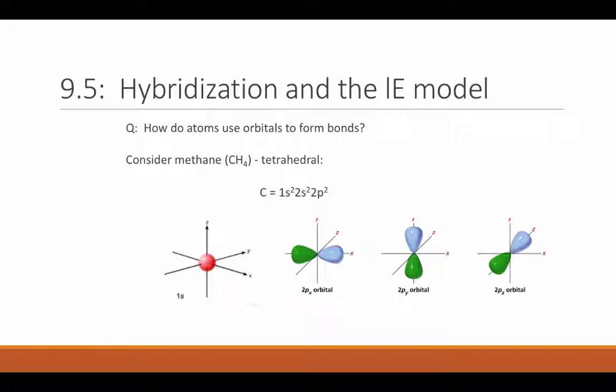However, this creates a problem. Experimental data tells us that all four of the CH bonds in methane are completely identical. So how is it possible to form four identical bonds if you're using two different types of orbitals? The orbital overlap with an s orbital would be different than the orbital overlap with p orbitals. So we need to account for these four equivalent bonds using two different types of orbitals.